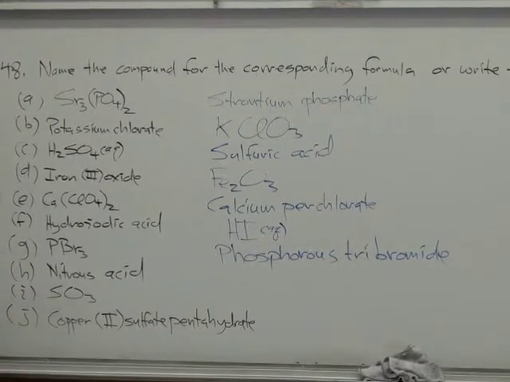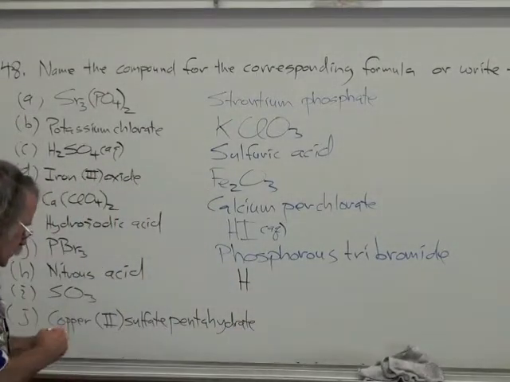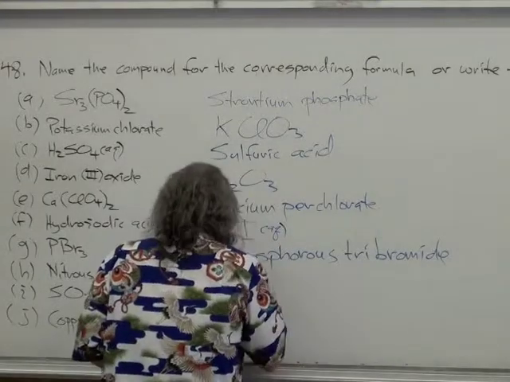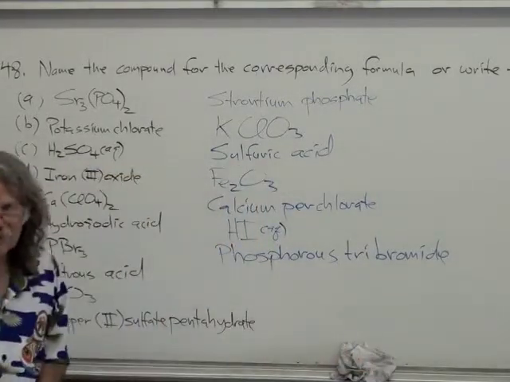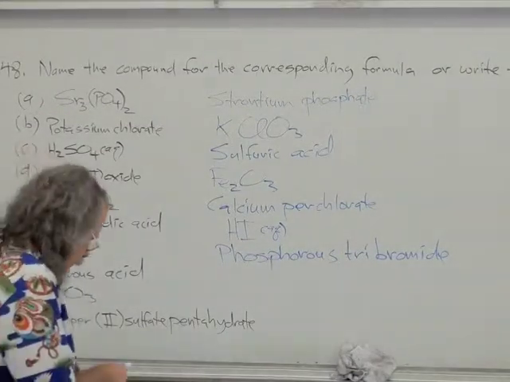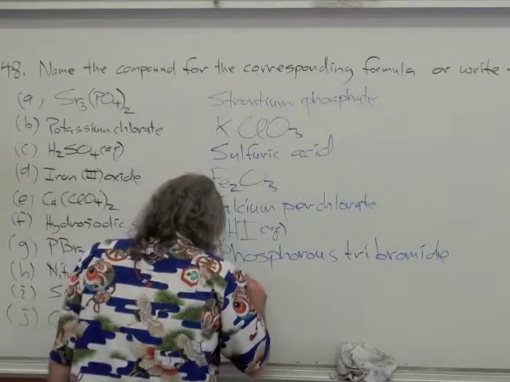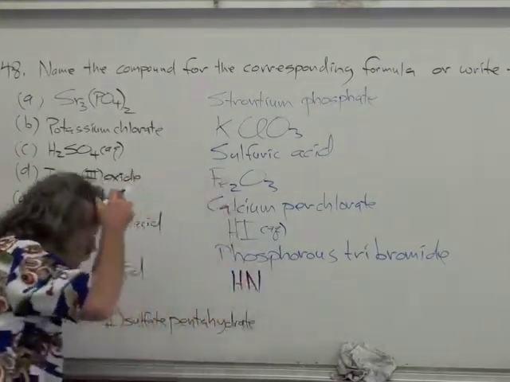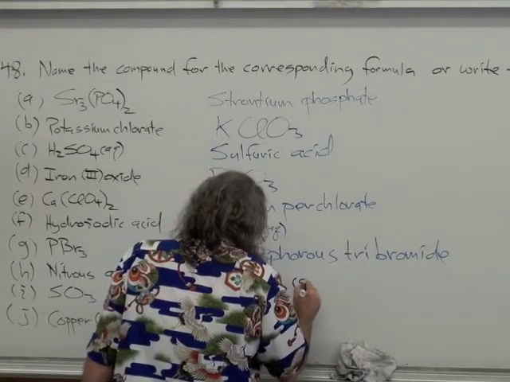And we write the hydrogen first, because the hydrogen is considered more metallic when it's the acid. It's H, and how many oxygens? O2. And it has to be aqueous.